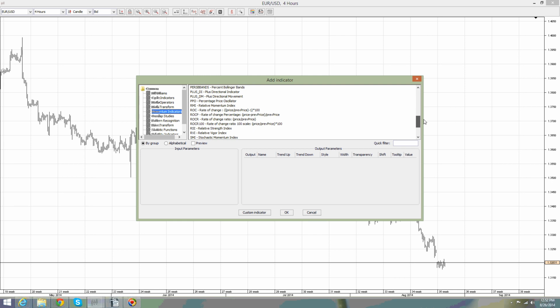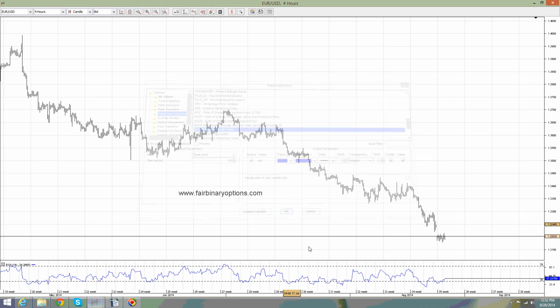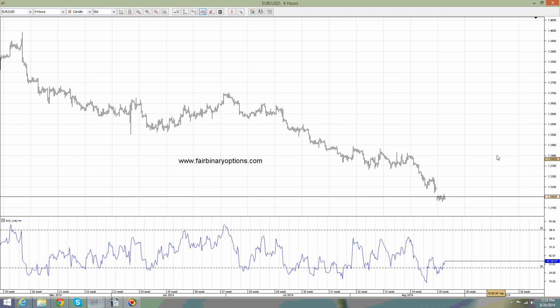Now you know the classical one is the relative strength index. We even discussed this one on the Binary Options Academy, where we have the RSI overbought and oversold levels. But I want to show you in this series here that each and every indicator has overbought and oversold levels.